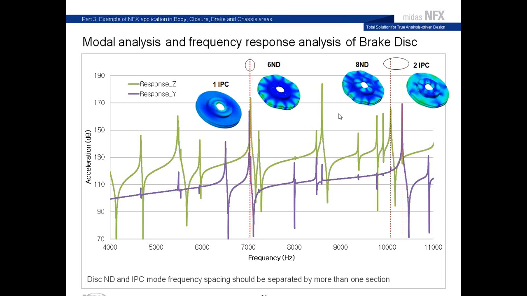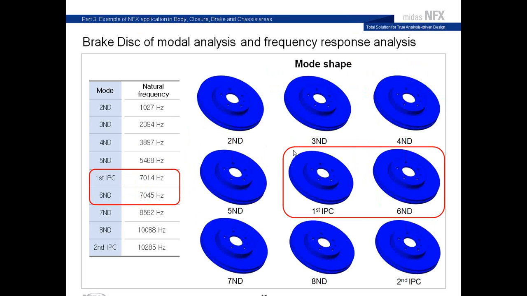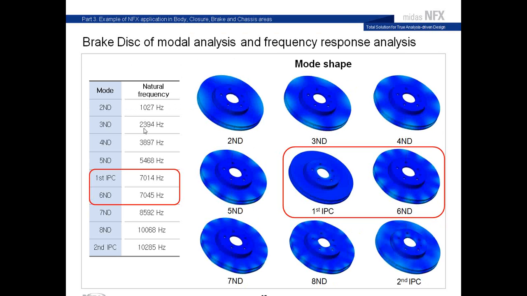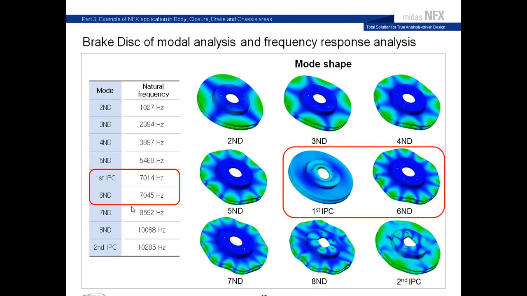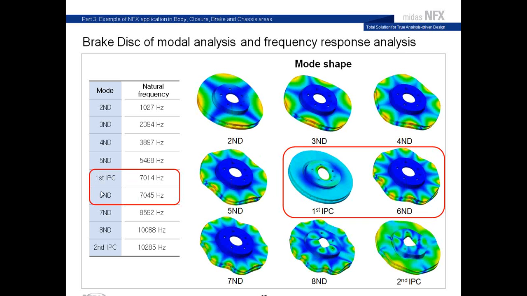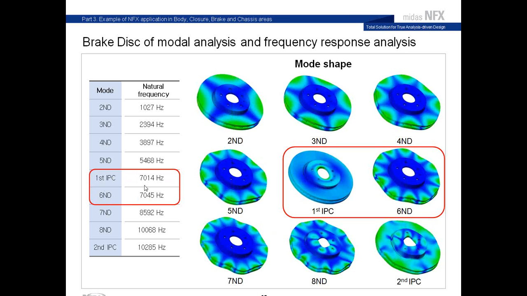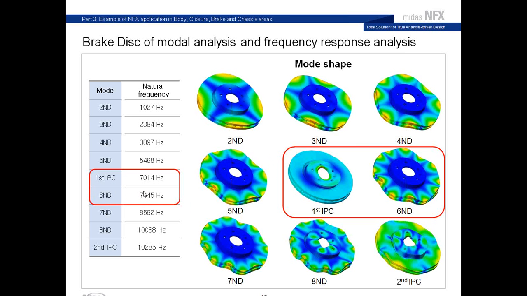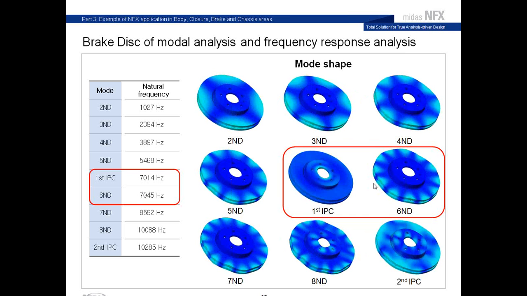So here you have two portions where the peaks are very close together, and here you have all the mode shapes which are identified. So, okay, the normal mode shapes for the disc. And when you are in this frequency range, the two mode shapes are very close to one another. So it will increase the breakage.